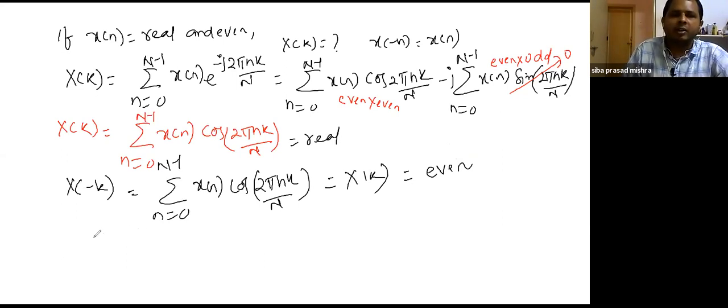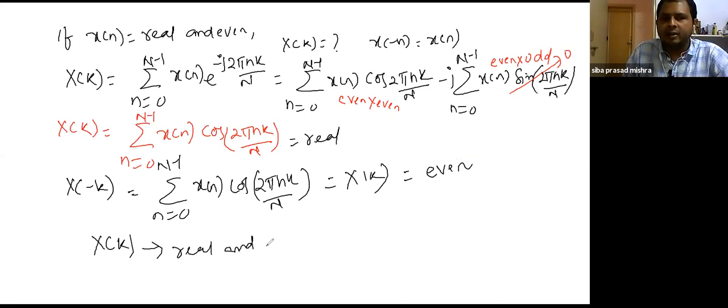Okay, so what is the conclusion? X of k is also real and even. Yes or not? It is real and even. Same, it's a very simple analysis that we did in the discrete Fourier series, and I am doing the same way. Now can you comment: if x of n is real and odd, then what will happen?